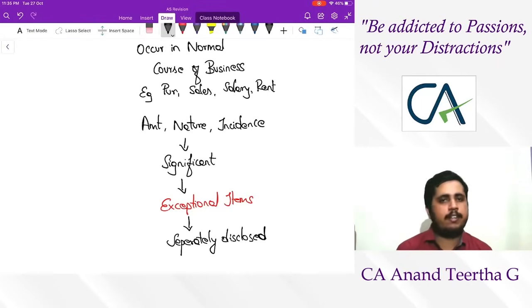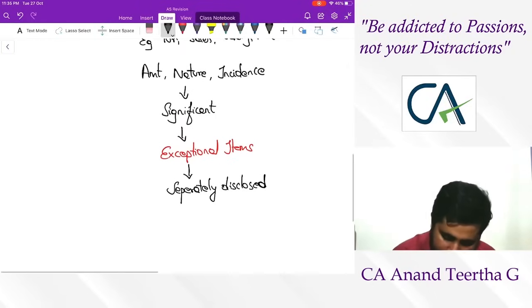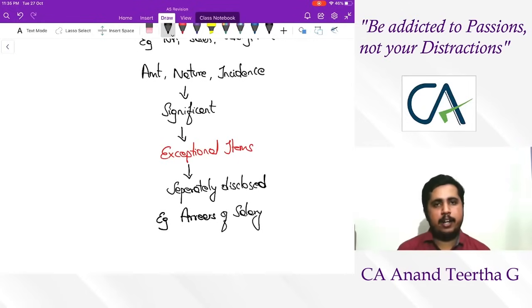Okay, if I have to give you an example, assume that salary is an ordinary item. But arrears of salary, if I have to give that example: a backdated change in salary is made and that salary is paid now. So nature and amount are different. It is not normal, it's kind of different now. So therefore it became an exceptional item, in the sense it is normal but material, significant.